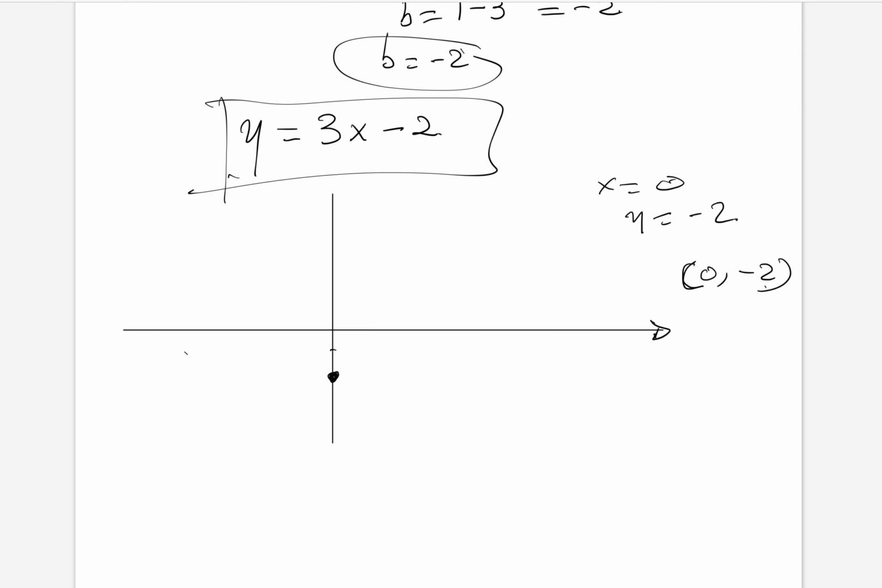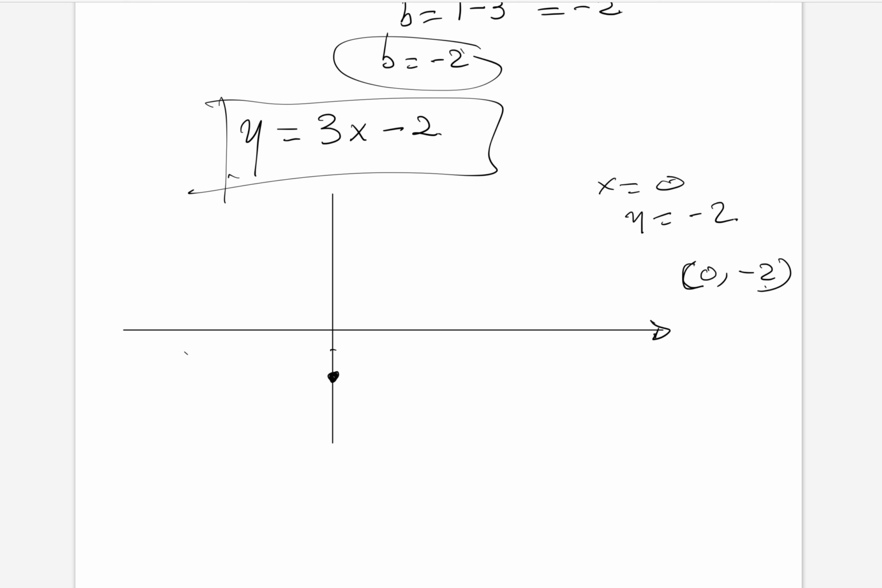Got it? So you just need 2 points. When you have to graph any linear equation, you don't have to search 2 or 3 points. You just need 2 points, okay? So you have the y-intercept. Now you have your 1 point.